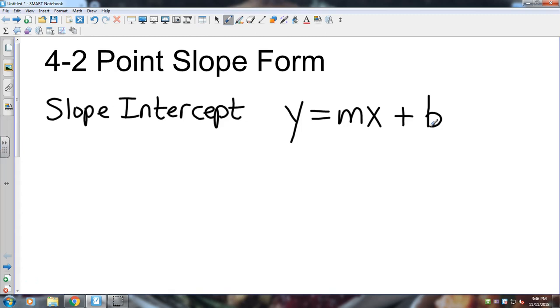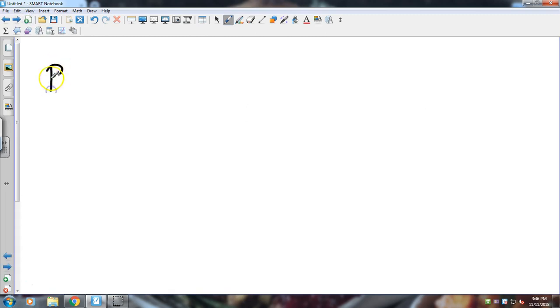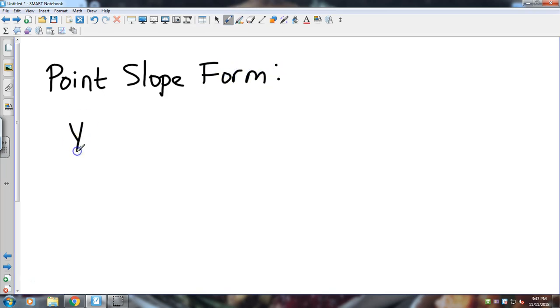Now, point slope form will allow us to use two things. All we need is a single point, and then obviously the slope. And so this is what point slope form looks like. It is y minus y1 equals m times x minus x1.